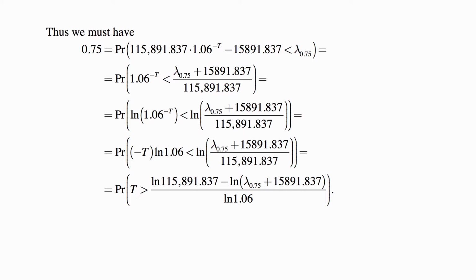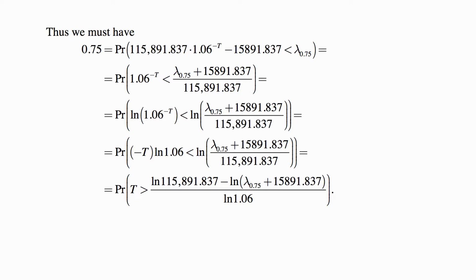And t is in the exponent, and remember the simple rule: if you see the unknown in the exponent, you're going to be taking the natural logarithm. So you take the natural logarithm of both sides. We end up with minus t times ln of 1.06 less than ln of this entire expression there. So we divide both sides by minus ln of 1.06, which is a negative number. That switches the direction of the inequality and becomes the probability that t is greater than this whole expression.